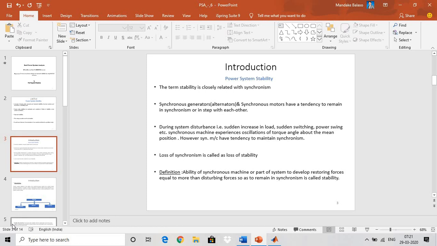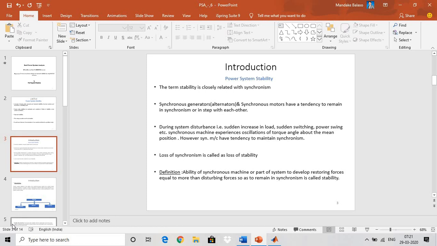And what is meant by the different types of disturbances? Disturbances are nothing but sudden changes in the mechanical load. That means either an increase or decrease in the load, then sudden switching, then sudden change of the power swing, etc. As well, suppose there is a sudden short circuit on the transmission line. These are called disturbances.